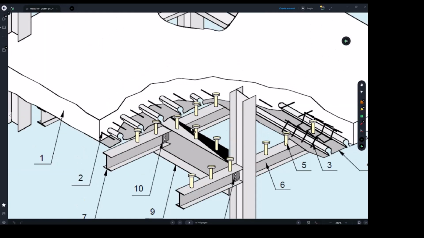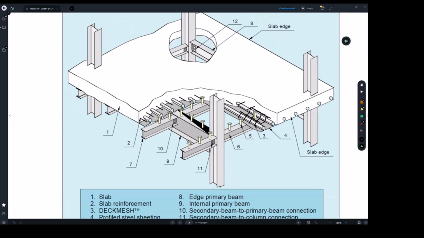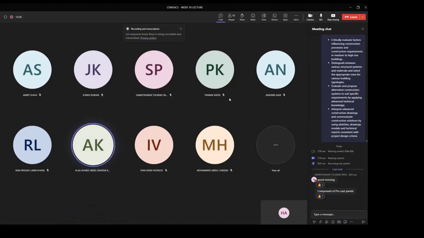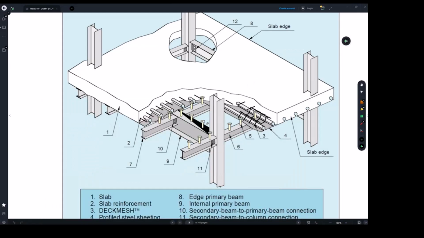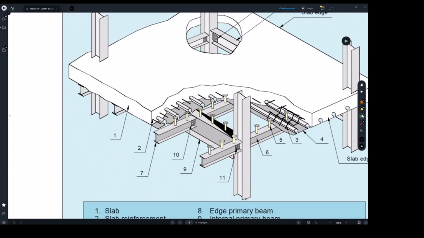Number two, can someone tell me what the second composite action we can see in this image is? Steel framing. Excellent. The steel beam, whether this small steel beam or this big steel beam, it is in composite with what? With the slab itself.